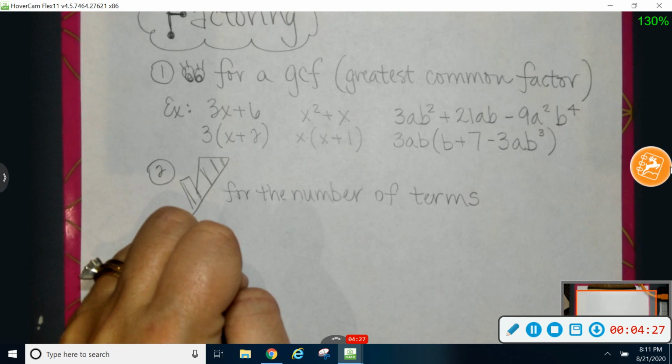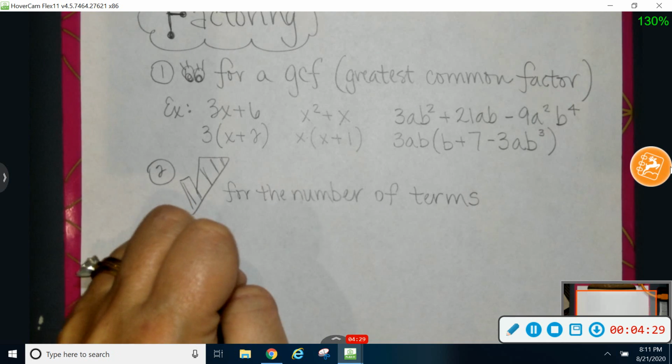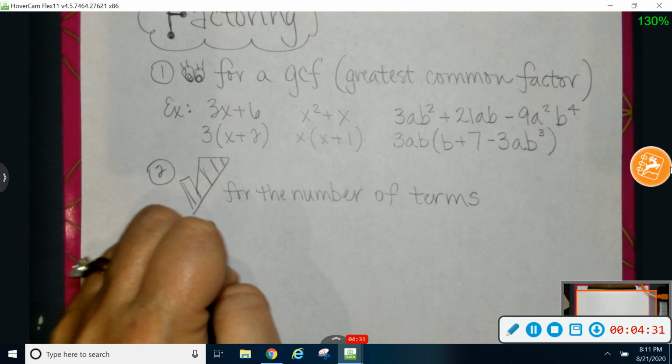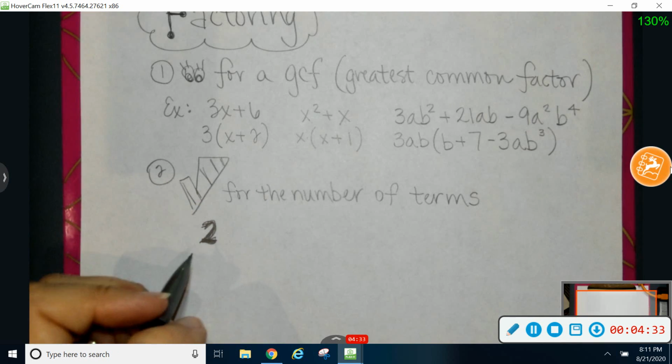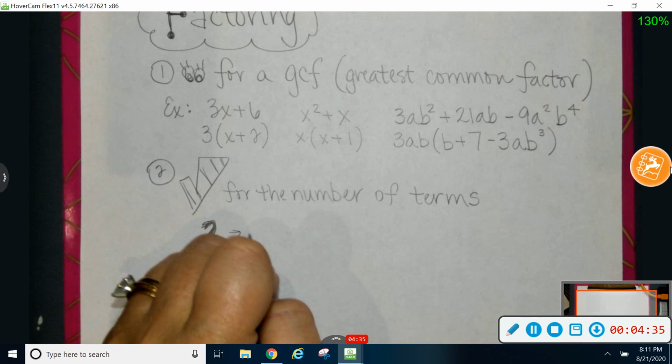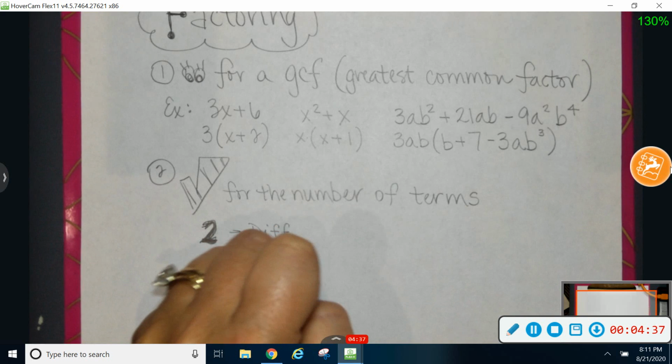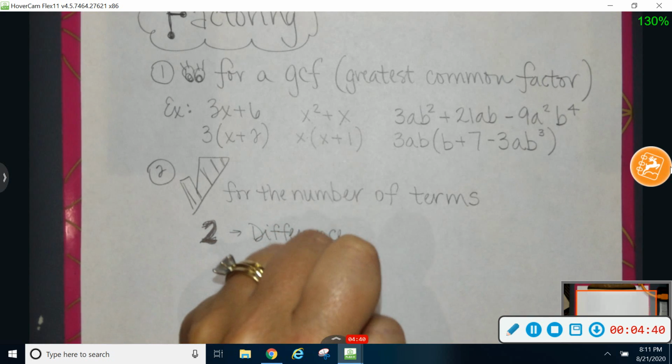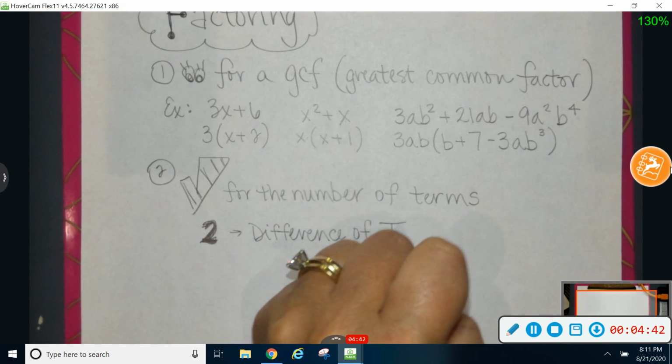So let's see what we do with 2 terms. If I have only 2 terms, the first scenario might be that I have a difference of 2 squares.